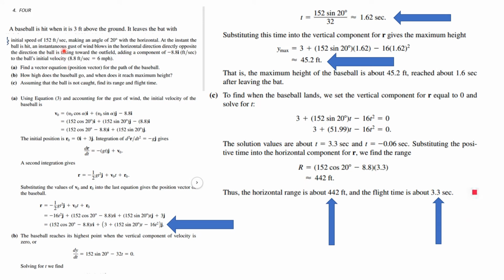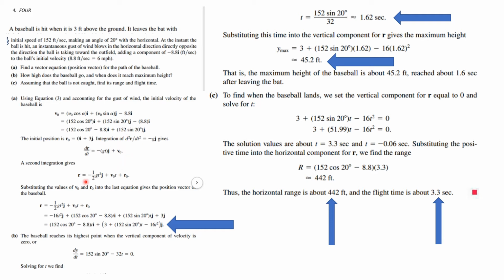Problem 4 is a projectile motion problem. The first part, you were to find a vector equation for the path of the baseball. What you're going to do is say the acceleration in the j direction is the acceleration due to gravity, which is going to be minus 32 feet per second squared. And so we integrate that, but we know my initial velocity from the information that's given. So my initial velocity is this.